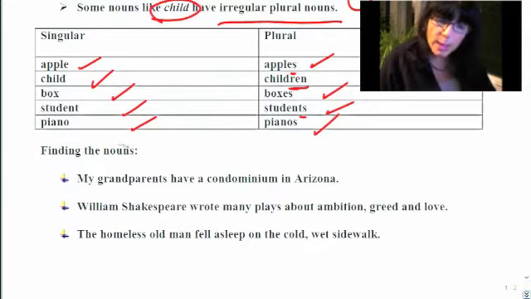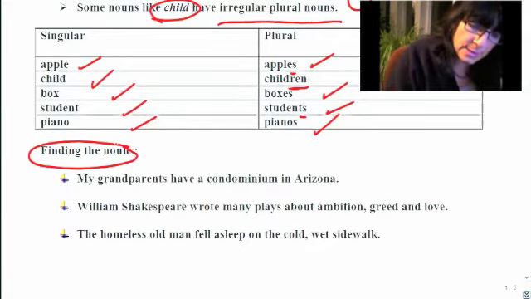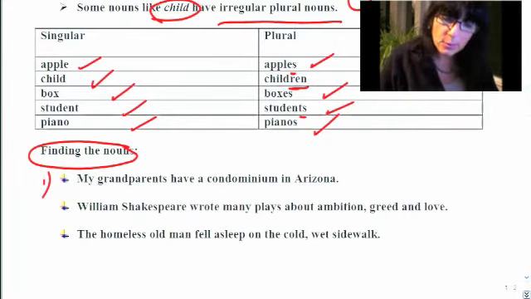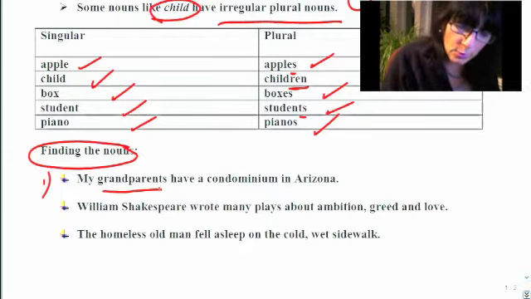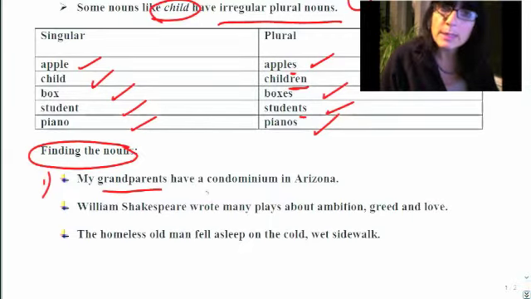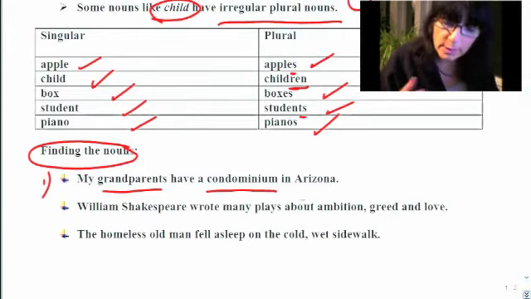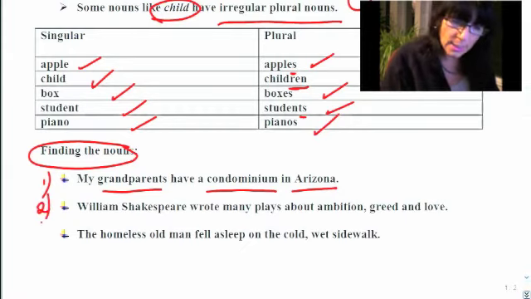So let's try to find the nouns in these sentences together. The first one. My grandparents have a condominium in Arizona. Keep in mind that nouns are persons, places, things, objects, qualities, feelings, etc. So in this one, grandparents would be a noun, they're people. Condominium is a place, it's something you live in, and Arizona. Arizona is an actual name of a state, so all those would be capitalized.